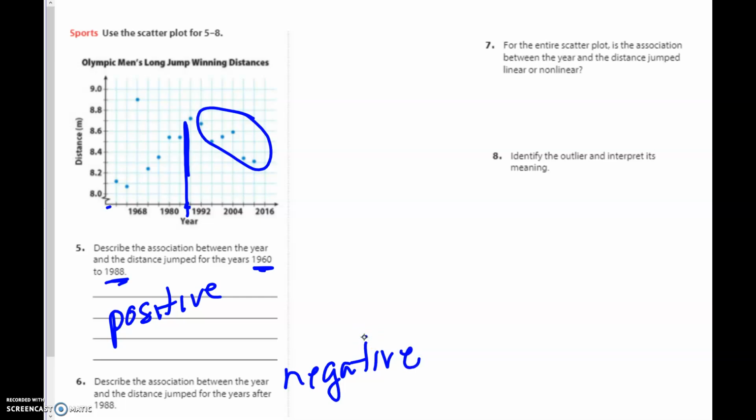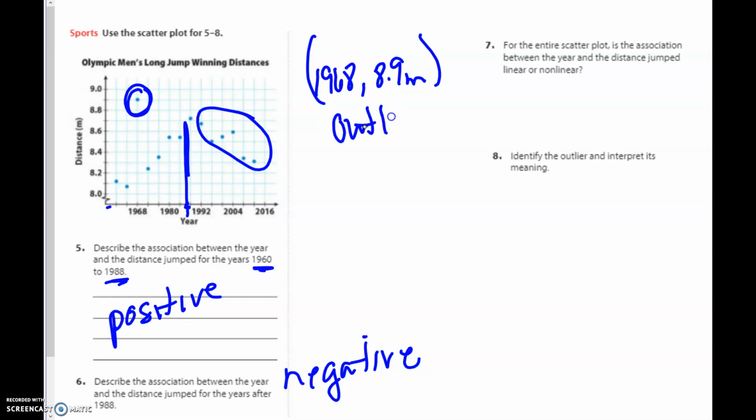All right. So is this linear or nonlinear? Both of these are nonlinear. They are scatter plots. And do we have any outliers? Okay, here's an outlier. And that would be in the year, it looks like 1968. And this person jumped 8.9 meters. So in the year 1968, someone jumped 8.9 meters. Okay, that is the outlier. Data that doesn't fit anything else.